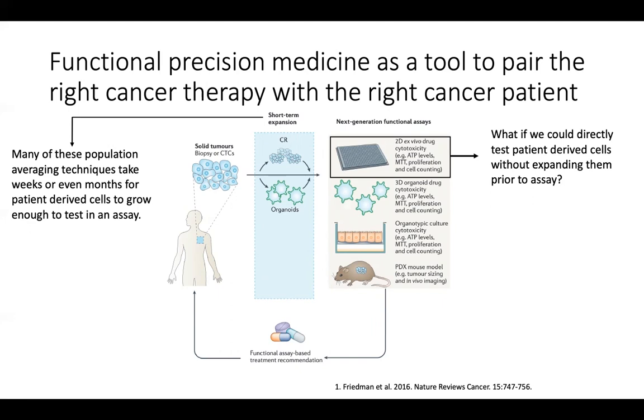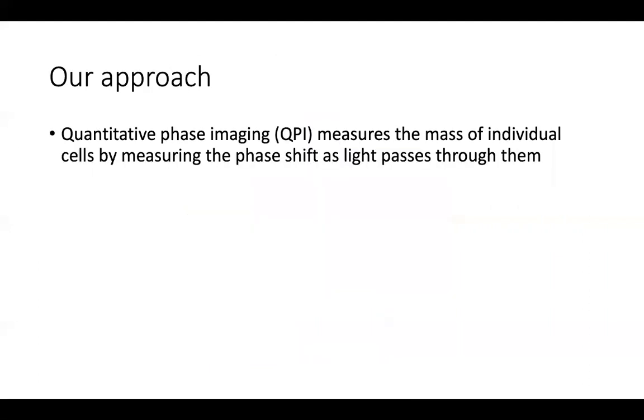So what we're going to do is take our assay and compare it to the gold standard, which is an endpoint assay that measures ATP levels in samples that were exposed to therapies relative to the control in order to determine cell viability. And so we're going to test our assay against this gold standard approach in order to validate that it has clinical relevance. Our approach involves using quantitative phase imaging to measure the mass of individual cells by measuring the phase shift as light passes through them.